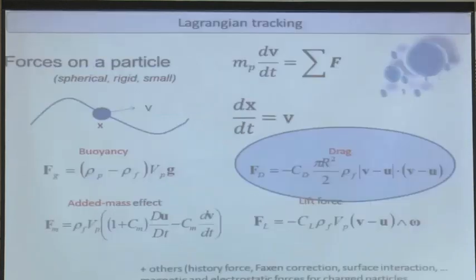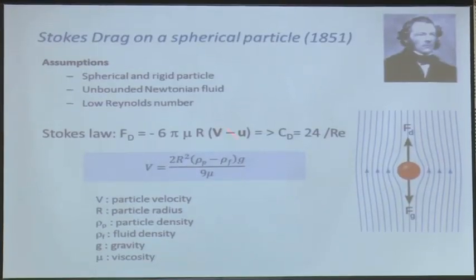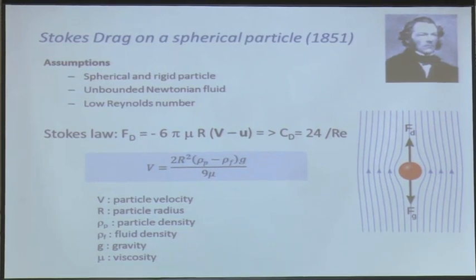And the way it is done is by defining a drag coefficient. Because for this regime, there is an analytic solution. But as you increase the Reynolds number, in the Navier-Stokes equation, you have to keep the full Navier-Stokes equation, and there's no more analytic solution. The only way to get the drag is by making correlations.